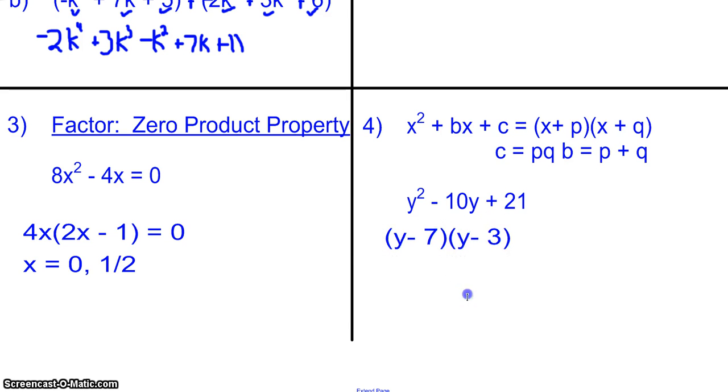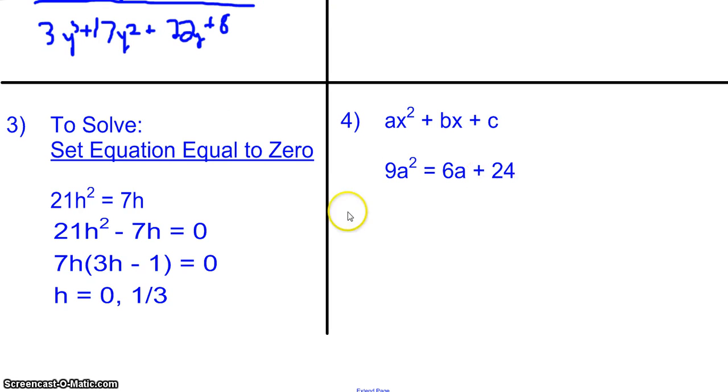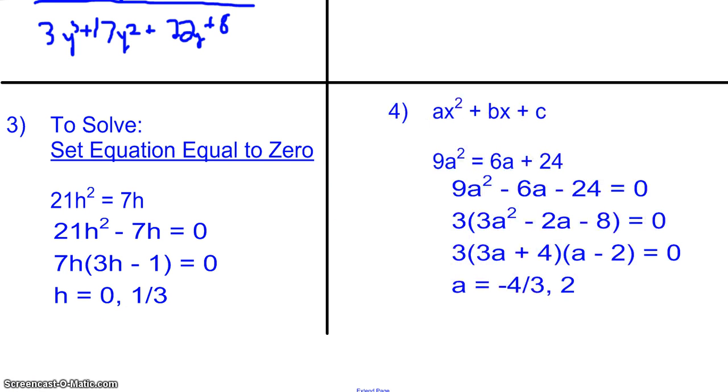Good. So you can always be sure that you did the right thing by FOILing. Y squared minus 3 minus 7 is minus 10, and 21. Okay, set this equation equal to 0 and factor it, and come back and see how it looks when it's factored. Okay, factored the GCF, binomials, and solve.